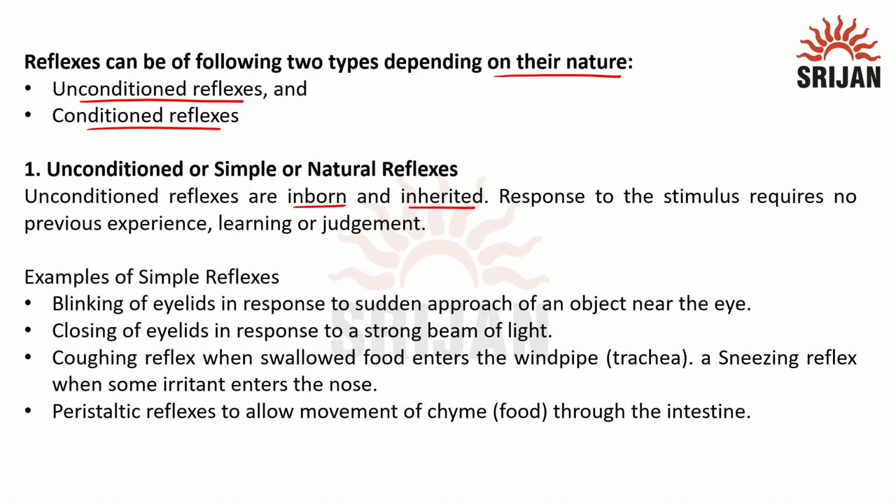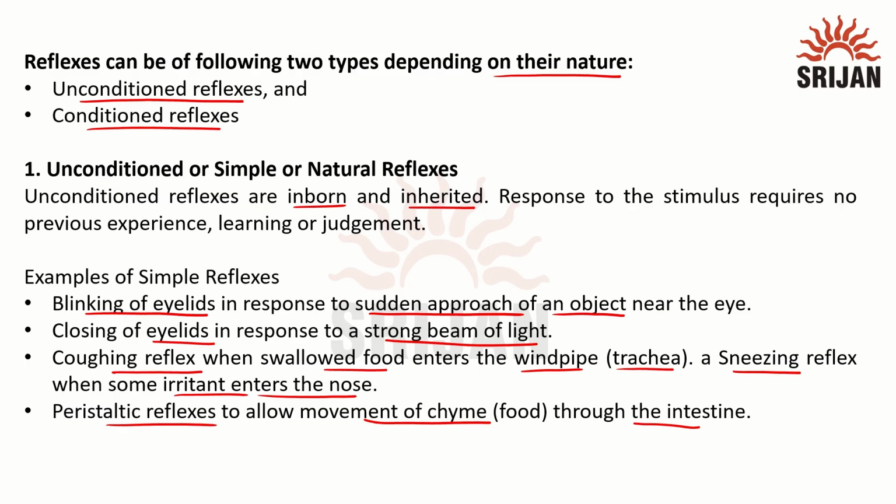Examples include blinking of the eyelid in response to sudden approach of an object near the eye, closing of the eyelid in response to a strong beam of light, coughing reflex when swallowing food if it enters the windpipe or trachea, sneezing reflex when an irritant enters the nose, peristaltic reflex to allow movement of chyme, that is food, through the intestine.